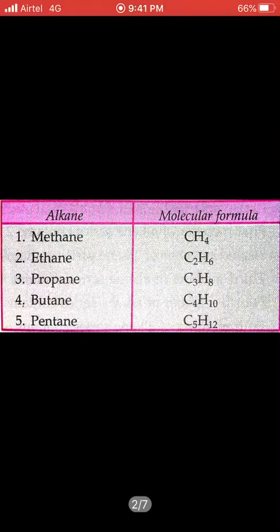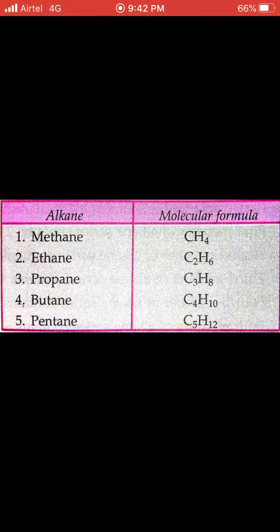Like these are the compounds. I told you to prepare at home, when I told you in the previous class how to name them with prefix and suffix. So now we have these compounds: methane, ethane, propane, butane, and pentane. CH4, C2H6, C3H8, C4H10, C5H12. Note down this thing, the general formula for alkane is CnH2n+2.